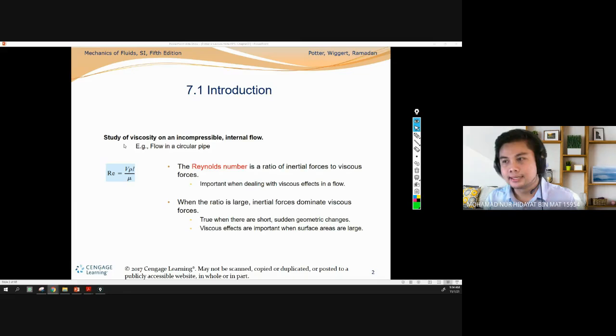So in this case, the study of viscosity is on incompressible flow. That means the flow is very slow, less than 100 meter per second, and the flow is internal flow inside the pipe, confined flow. Remember that when the flow is confined, previously we learned there is a dominant parameter. Which one is dominant? Is it the Froude number? Is it the Mach number? Yes, correct, Arif Aiman. It is the Reynolds number, which is viscosity dominant.